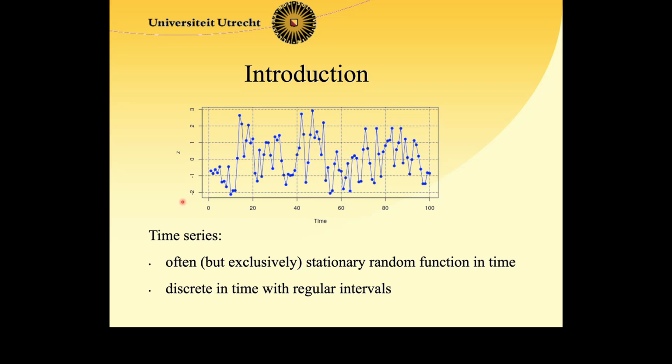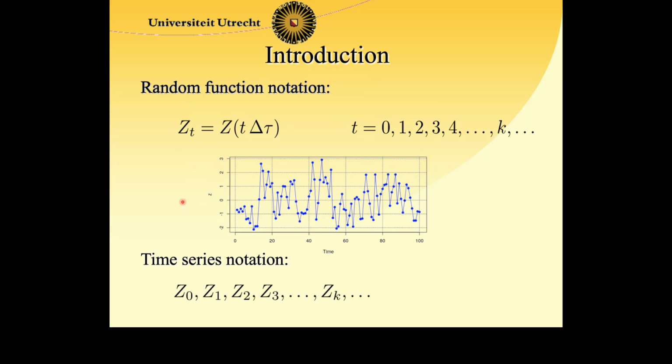Often it's seen as a stationary random function, so if there's a trend or heteroscedasticity, such that the variance changes in time, or there's periodicity in it, often what they do is they first fit a trend function to it, either a periodic trend function or a linear trend function, and then subtract that from the time series, and then the remainder is assumed to be a stationary random function in time. And that is then modeled by time series models.